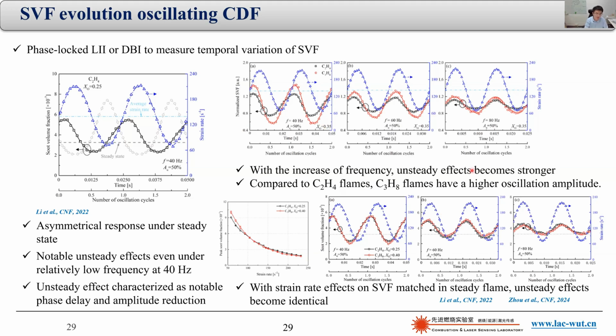But what's even more interesting is that if you keep the strain rate effects on soot volume fraction matched in static flames, the unsteady effects become quite identical. I think this is a very novel observation, and it can be of some usefulness for developing unsteady models for soot formation in turbulent diffusion flames. I don't have time to elaborate much on this. Apologies for that. But if you are interested, there are 2 recent publications on this specific point. You may wish to take a look.